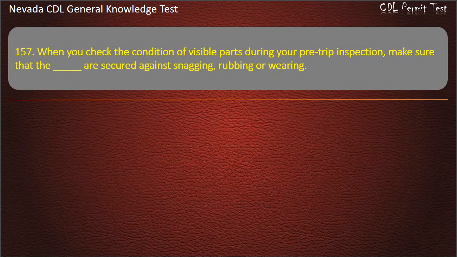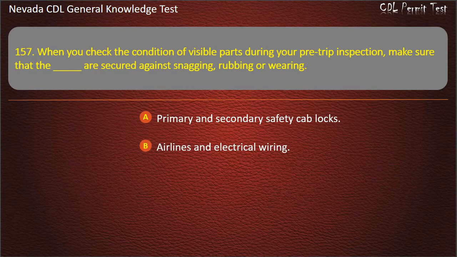Question 157. When you check the condition of visible parts during your pre-trip inspection, make sure that the blank are secured against snagging, rubbing or wearing. Primary and secondary safety cab locks, airlines and electrical wiring, frame and cross members. Answer. Airlines and electrical wiring.